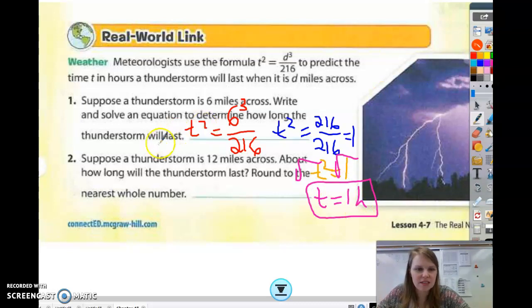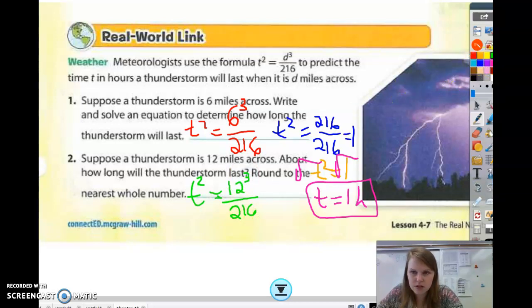Let's do the next one. So this one's asking us here 12 miles across. How long will it be? And it says round to the nearest whole number. So I'm going to record this equation again, but this time we're plugging in 12 for D. So I'm going to record t² equals 12³, supposed to be an exponent. 12 to the third over 216.